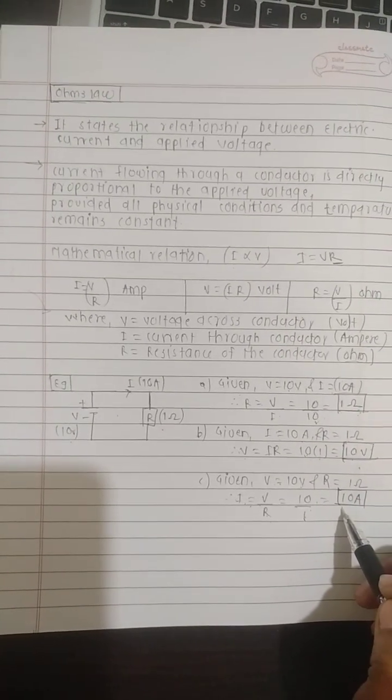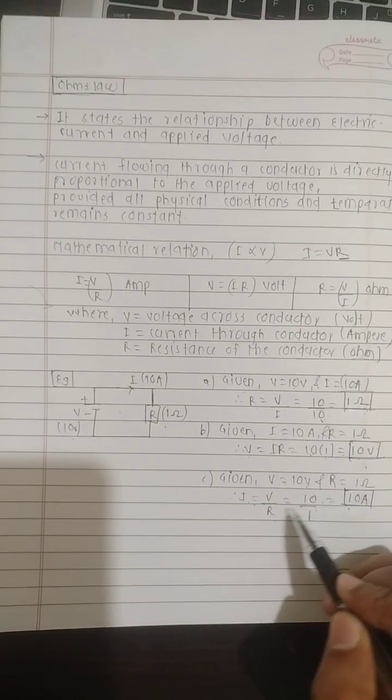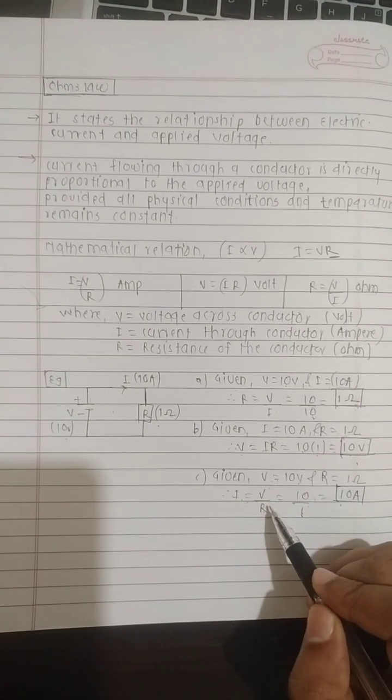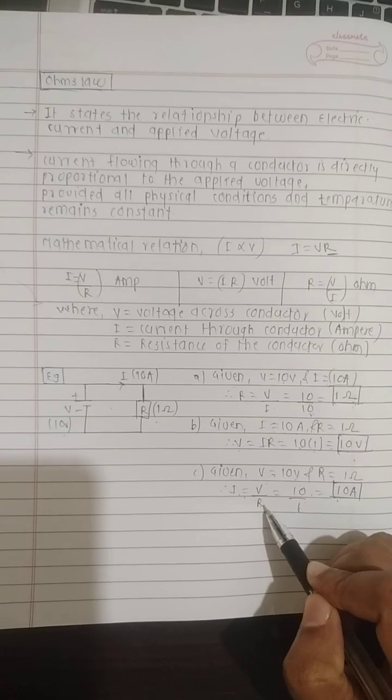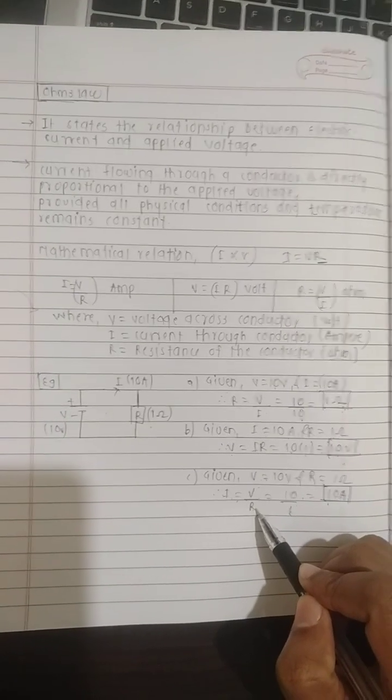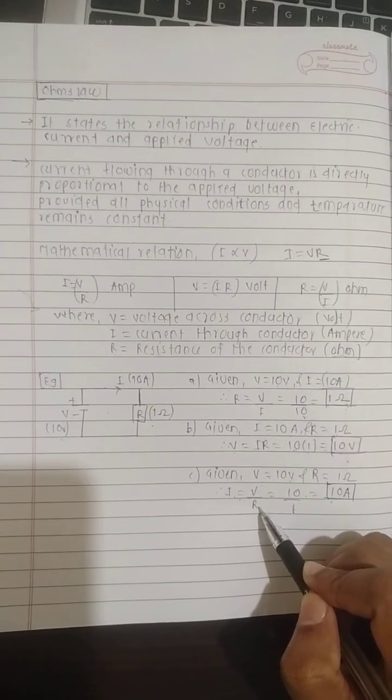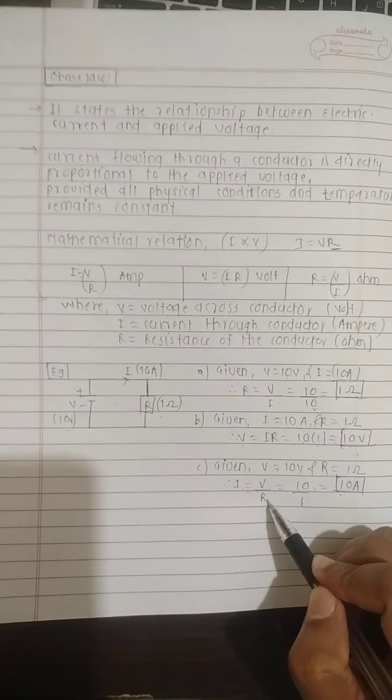So as Ohm's law states, I will be directly proportional to the applied voltage, and the condition is that resistance should remain constant, and all the physical parameters should also remain constant. I hope you have understood these points.